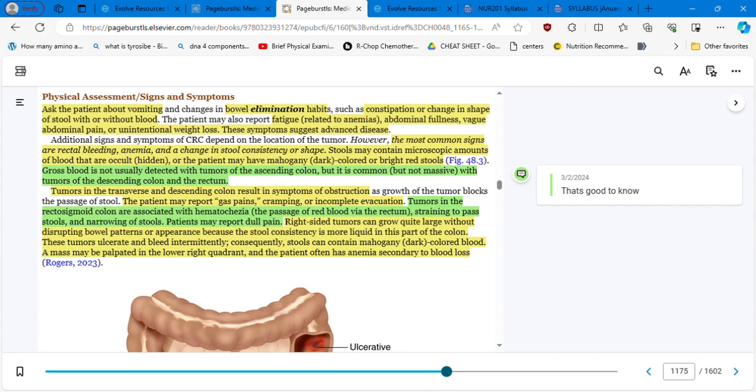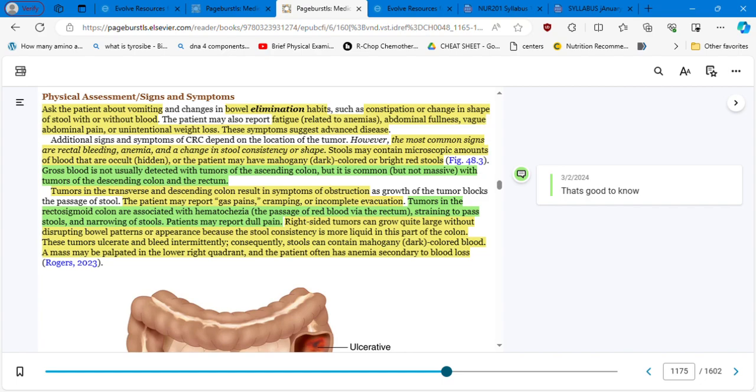The stools may contain microscopic amounts of blood. I just mentioned if you have a little bleeding for a long time, it is occult, hidden, or the patient may have mahogany, dark color, or bright red stools. Gross blood is not usually detected with tumors of the ascending colon. Listen to this, this is a very important part. Gross blood is not usually detected with tumors of the ascending colon, but is common, but not massive, with tumors of the descending colon and the rectum.